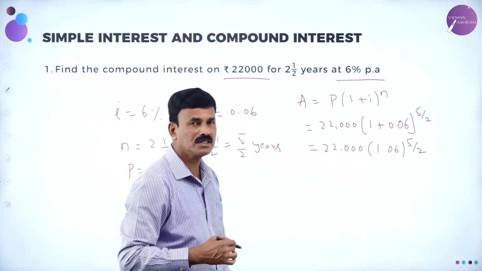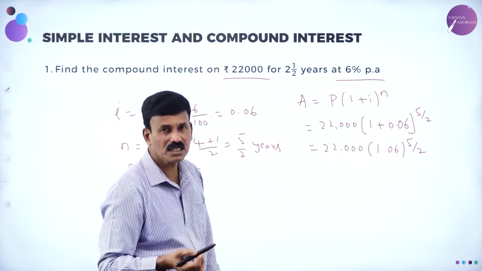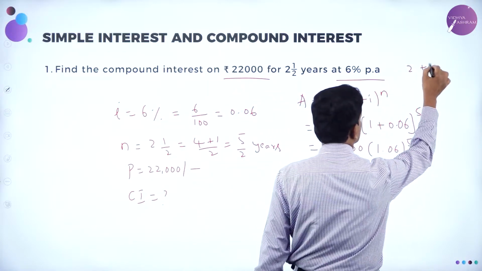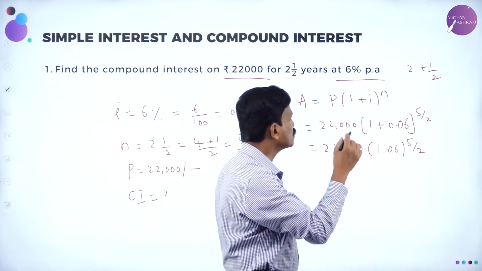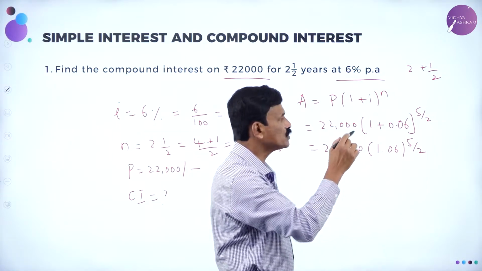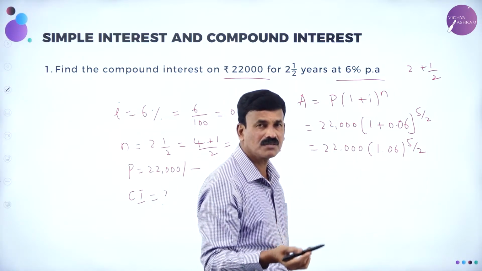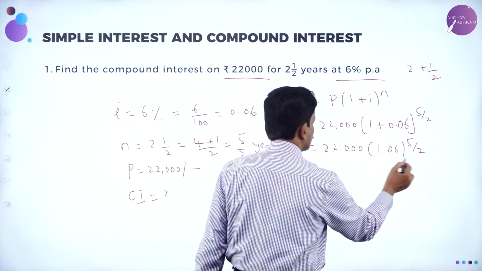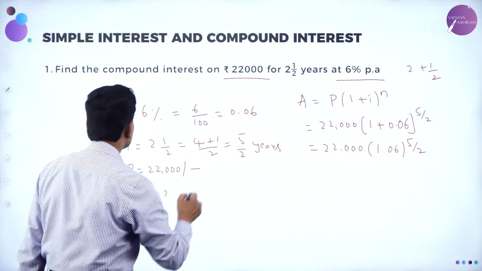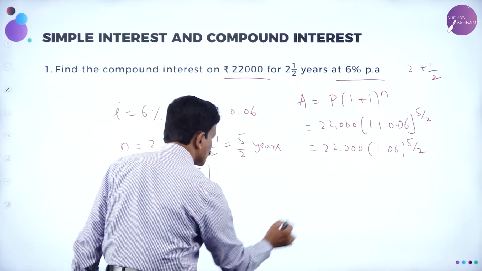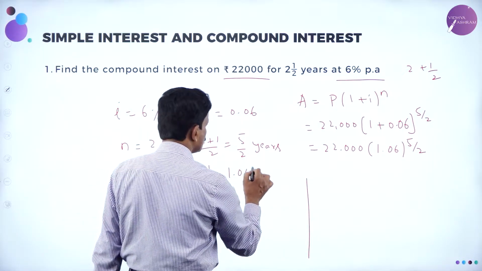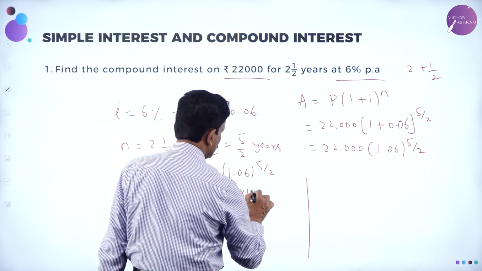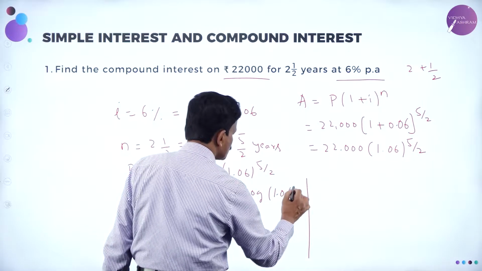Now let us simplify this. So this can be simplified in any method. You can take 1.06 to the power of 2 plus half, so 1.06 whole square into 1.06 whole raised to half, and simplify. Otherwise, the very easiest method is by taking the log for this. Take the log for this. Let me write here. 1.06 to the power of 5 by 2 can also be written as 5 by 2 into logarithm of 1.06.